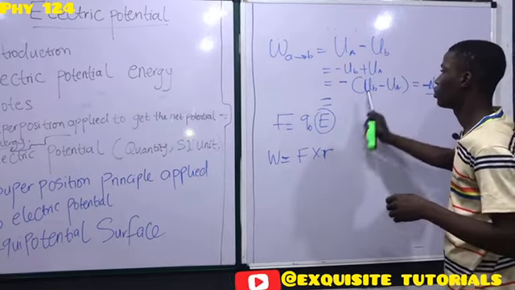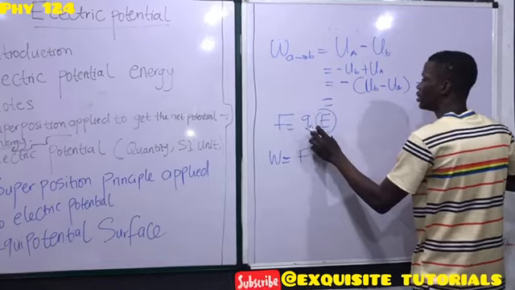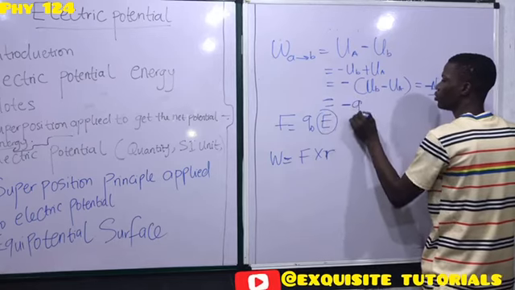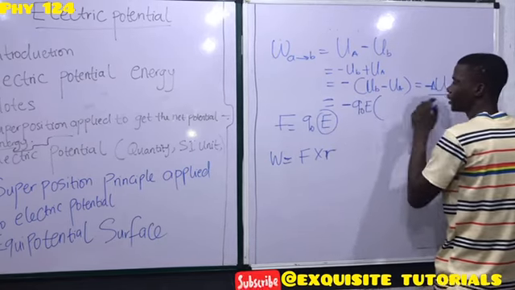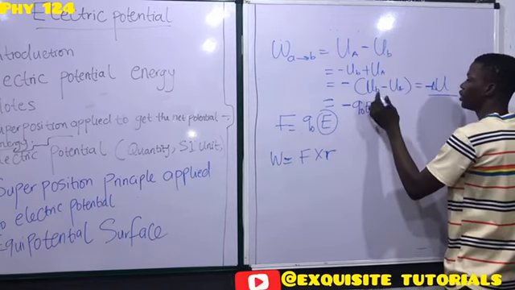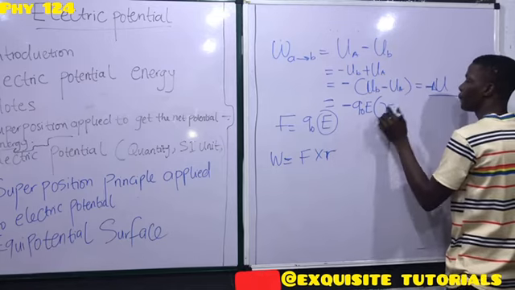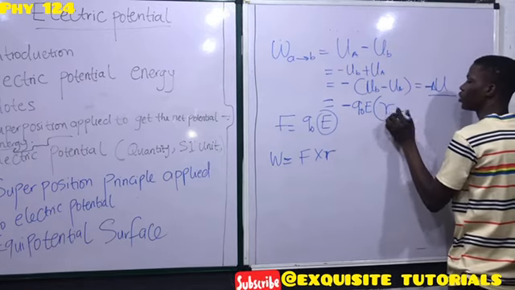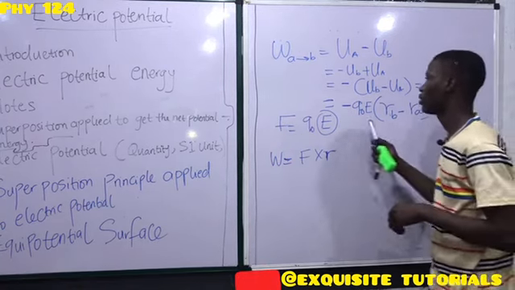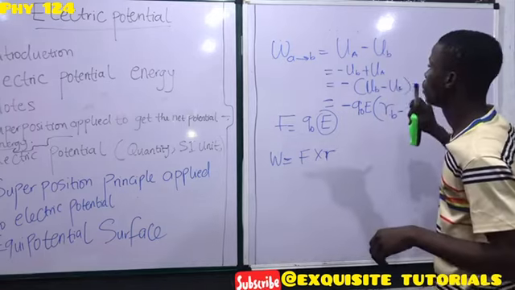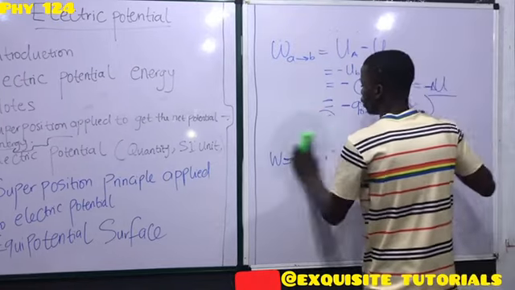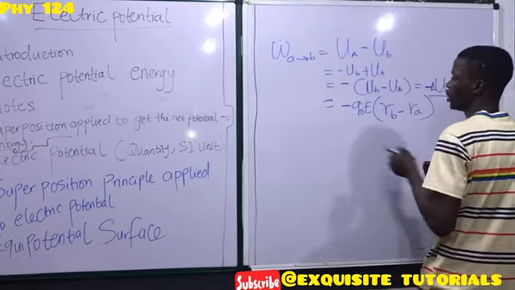I can write this formula in a similar way by just placing a minus sign, Q naught E bracket, U is the energy, but this time we'll be using our r vector, r B minus r A. So this time this will now be the formula for solving the work done, or the electric potential energy for the system. Then another formula for solving the electric potential energy is this.